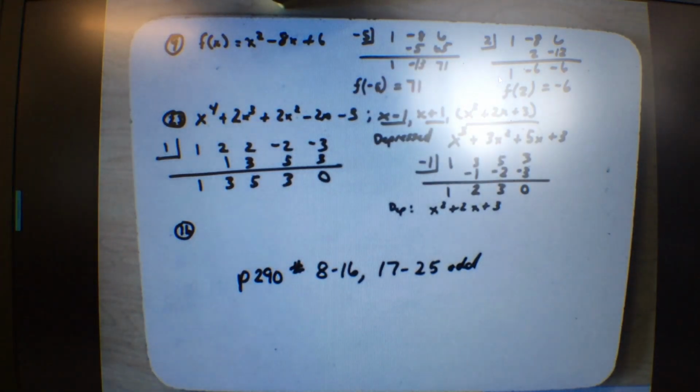So what would happen if you tried to do synthetic division on something that had x squared terms or something like that? You can't use synthetic division. That's the problem. So you just can't do it for those ones.